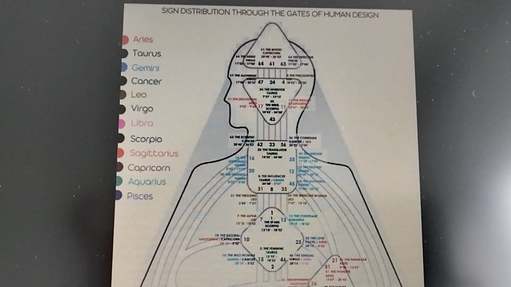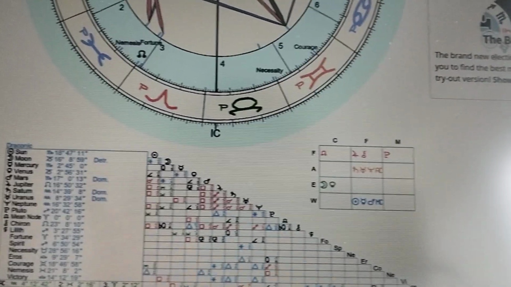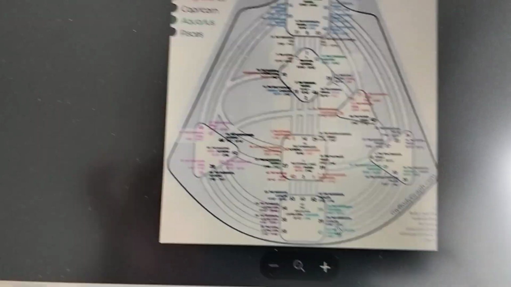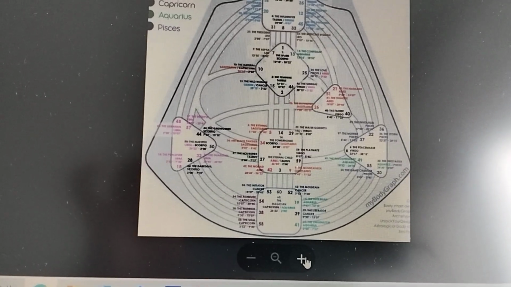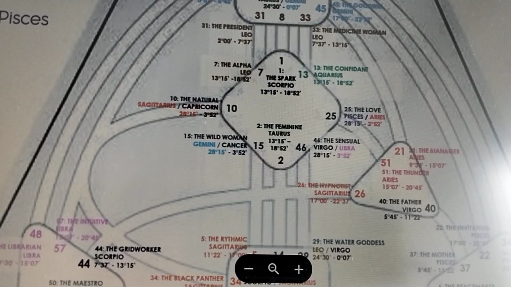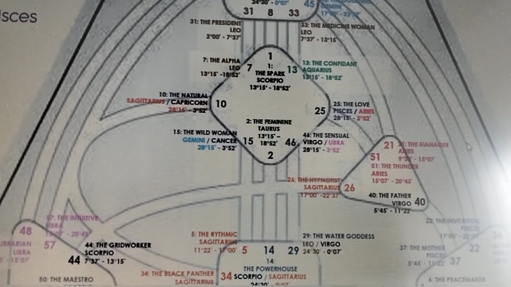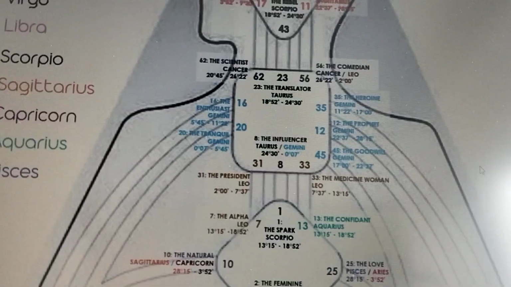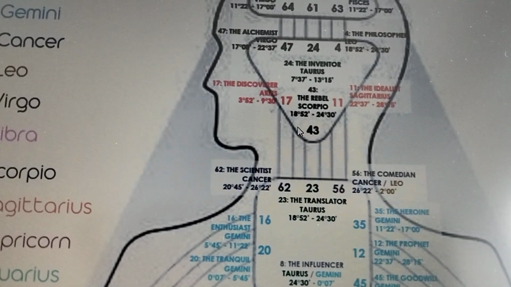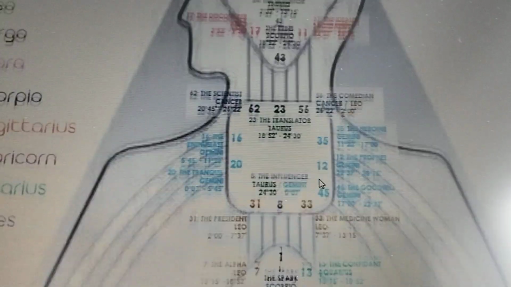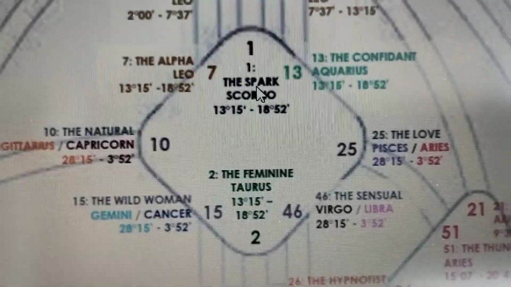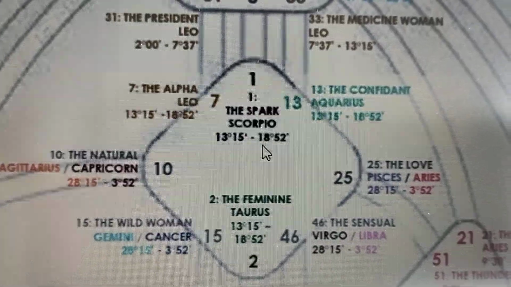From the birth chart, just now you're looking at the degrees: 18 degrees Scorpio. So you're going to look at this chart, 18 degrees Scorpio. Let me just expand this. Where's Scorpio? Okay, let's see. 18 degrees Scorpio is this one, the spark. So 18 degrees Scorpio is gate 1, the spark.